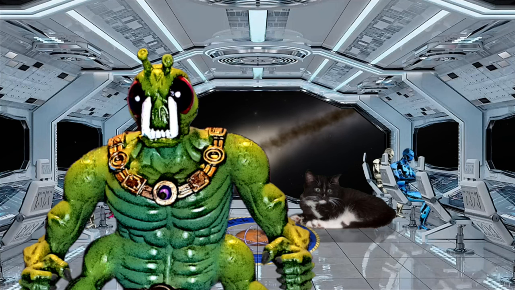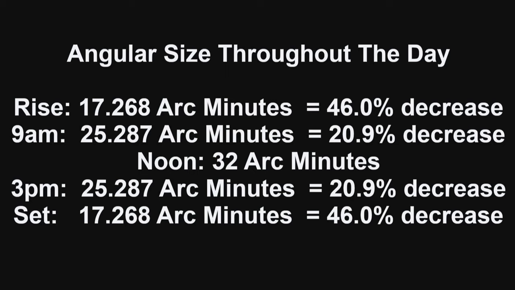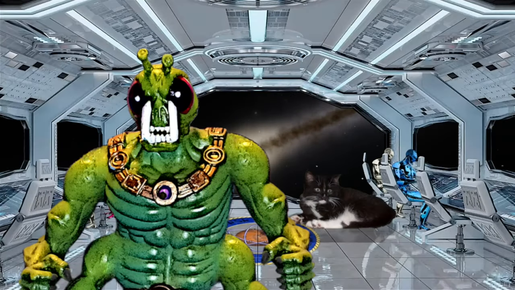So let's review. At rise and set, it should look 46% smaller. At 9 a.m. and 3 p.m., the sun should be 21% smaller. This change in angular size would also need to be accounted for when using a sextant in celestial navigation. However, there is no table or calculation used in navigation that accounts for this significant change in angular size. So not even your only on flat Earth sextant claims will save you.